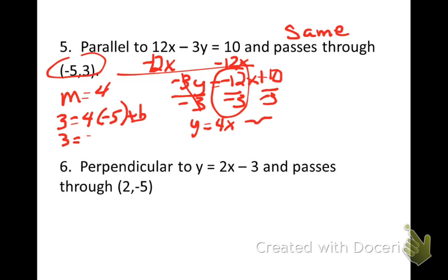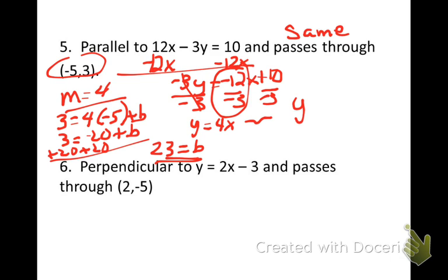So 3 equals -20 plus b. So I would need to add 20 to each side. Running out of room here, so we get 23 equals b. So here's my b and here's my m. I'm ready to write my equation. y equals 4x plus 23.